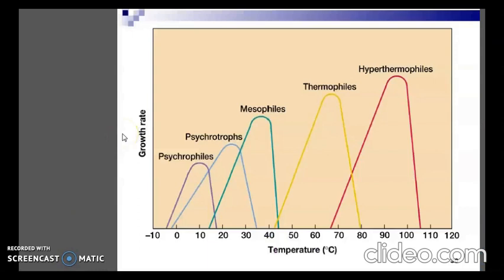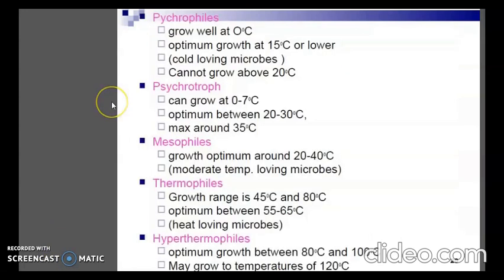Based on their tolerance to temperature, microorganisms can be categorized as psychrophiles, psychrotrophs, mesophiles, thermophiles, and hyperthermophiles. Psychrophiles grow well at 0 degrees Celsius and their optimum growth is at 15 degrees Celsius or lower. They are cold-loving microbes and they cannot grow above 20 degrees Celsius. Psychrotrophs or facultative psychrophiles can grow at 0 to 7 degrees Celsius, with the optimum between 20 to 30 degrees Celsius and the maximum around 35 degrees Celsius.